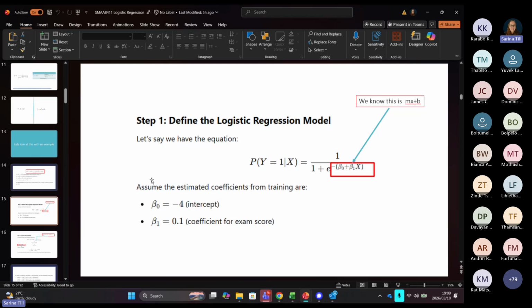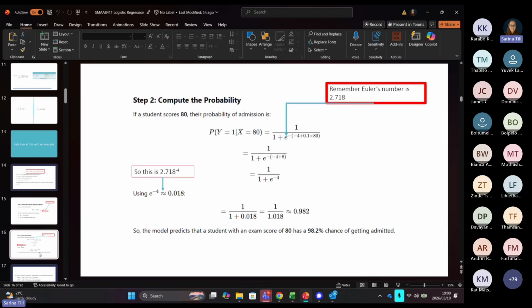So let's assume we have an intercept of 4 and a coefficient of 0.1. And let's shove it in there. We're going to say, what is the probability of y equaling 1 if x equals 80? So now we give x a value. We are going to use sigmoid. So 1 over 1 plus Euler's number to the negative of the linear equation. What is this? This is your intercept plus your slope multiplied by your x. That's all it is.